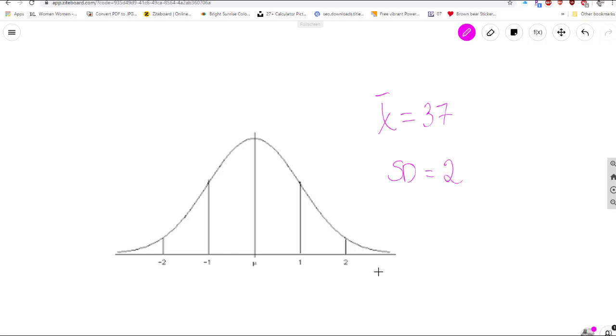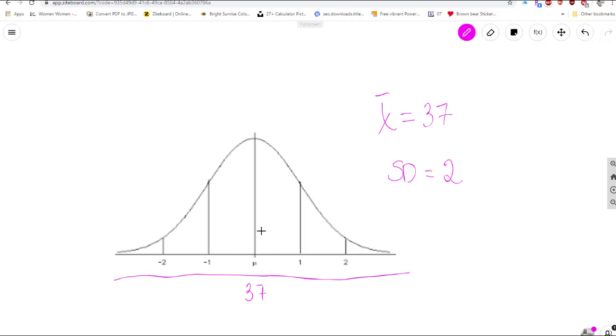Take a second, and I know this just goes up to +1, +2, -1, -2. Go ahead and draw those in and see if you can figure out what the corresponding raw score equivalents are for all the standard deviations on here. So let's fill this out. This is going to be 37.